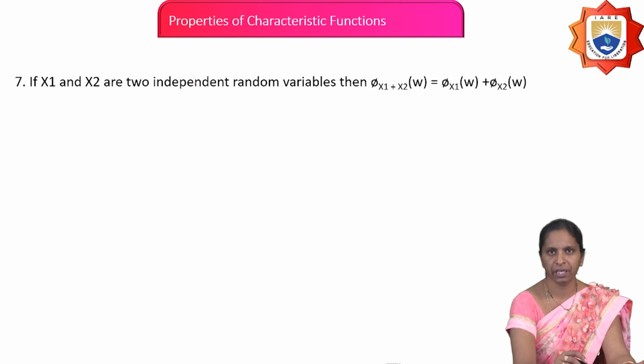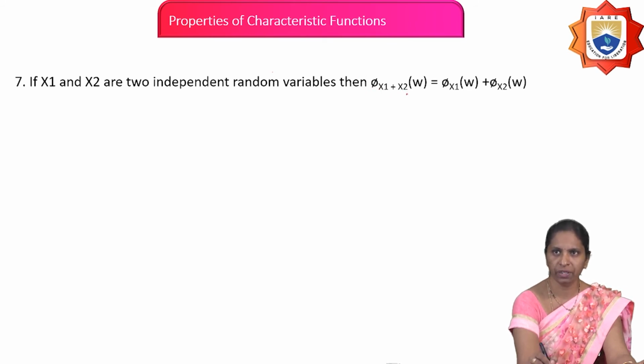And the next property is: if x1 and x2 are two independent random variables, then the characteristic function of the sum of those two independent random variables is equal to the product of the characteristic function of the random variable x1 and the characteristic function of the random variable x2. Now we have to prove this one. What is given here: x1 and x2 are independent random variables.